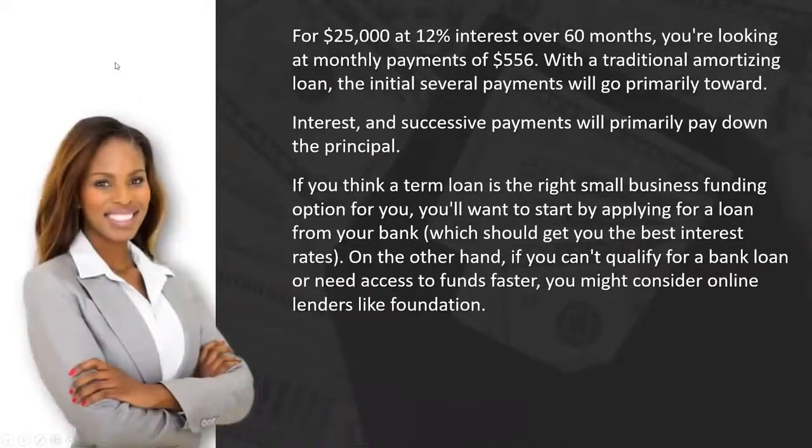For $25,000 at 12% interest over 60 months, you're looking at paying $556. With a traditional amortization period, the initial payments go primarily toward interest. What we mean by that is, with an actual loan amortization table, the balance gradually decreases with the payments. Over those first 60 months, in the beginning the majority of the money goes towards interest. As you get further into the loan, from the middle to the end, the majority of those payments go towards decreasing the principal amount, or the $25,000.